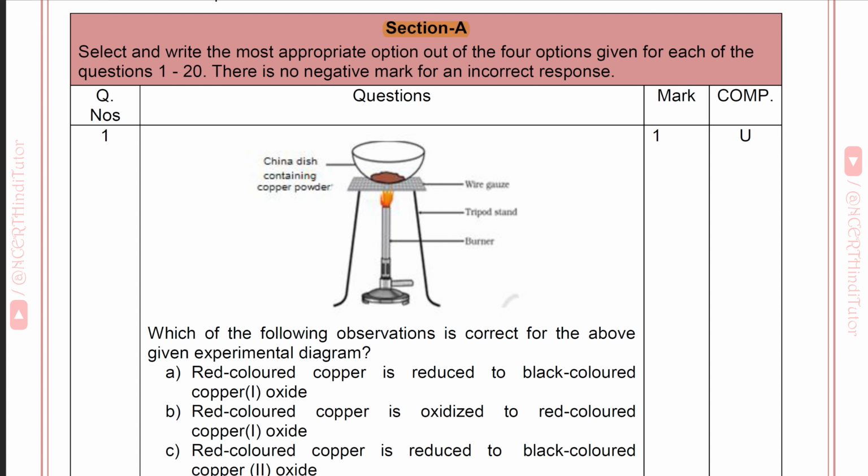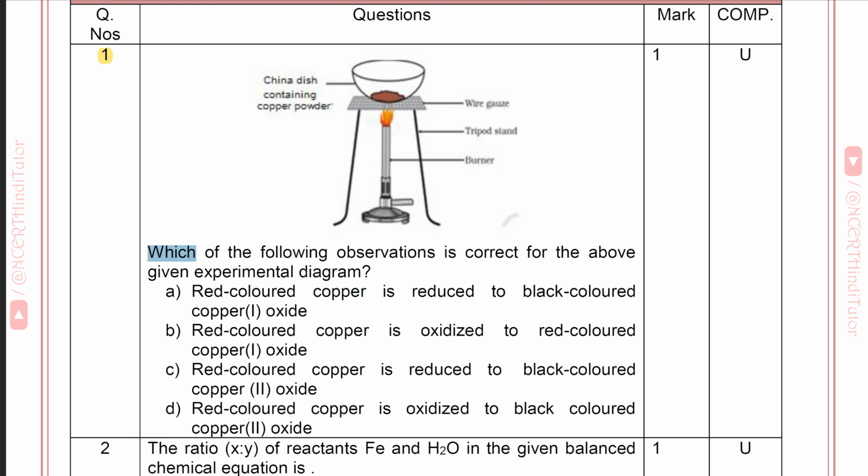Section A. Select and write the most appropriate option out of the 4 options given for each of the questions 1 to 20. There is no negative mark for an incorrect response. Question 1. Which of the following observations is correct for the above given experimental diagram? China dish containing copper wire, wire gauze, tripod stand, burner. Answer D. Red colored copper is oxidized to black colored copper oxide.